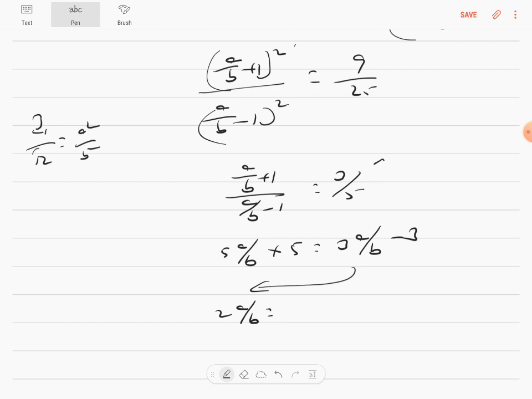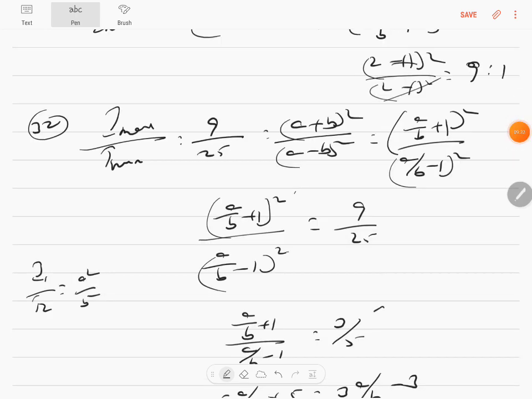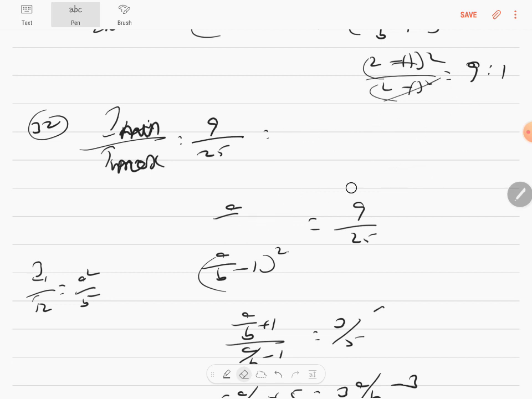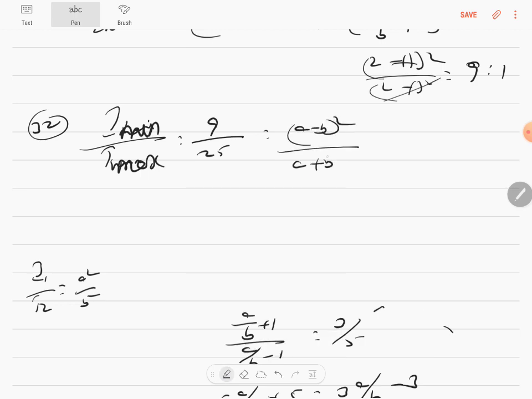Some mistake somewhere. Sorry guys, I made a mistake in the question. It's I minima by I maxima, so 9 by 25 can come. I made the mistake in the question itself. I minima is A minus B the whole square, so the whole thing changes because of this. Because for me maximum by minimum was A plus B. So it's A minus B the whole square by A plus B the whole square.